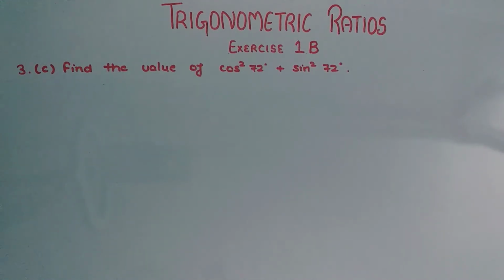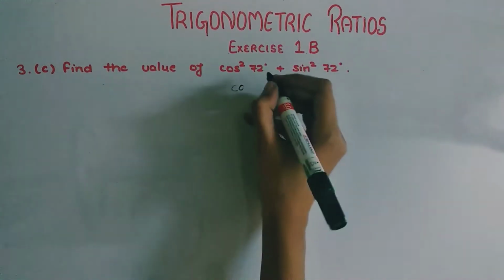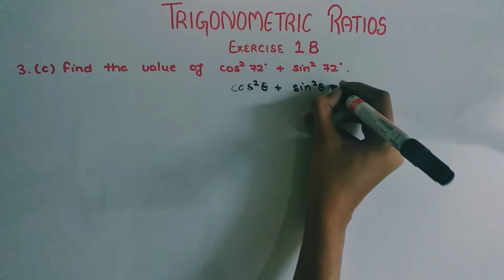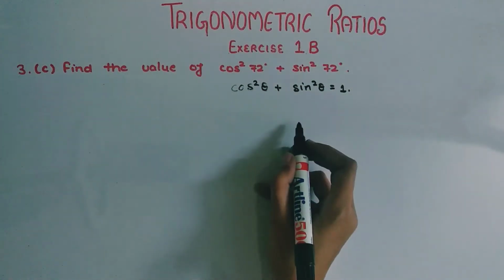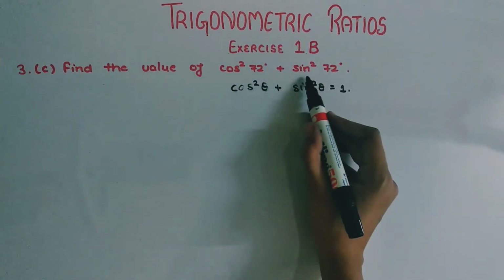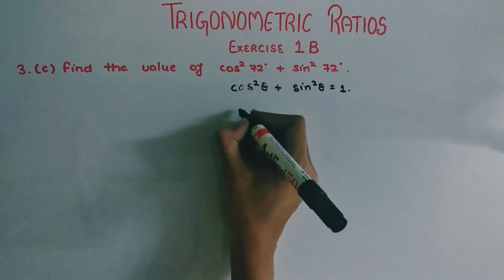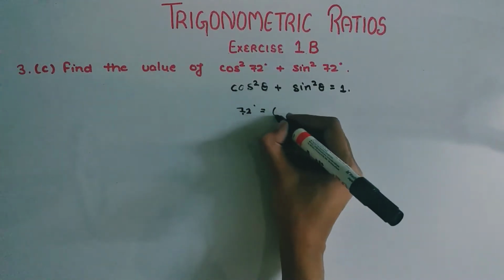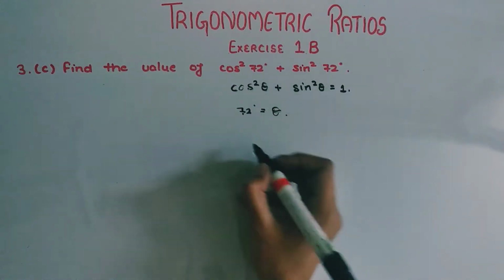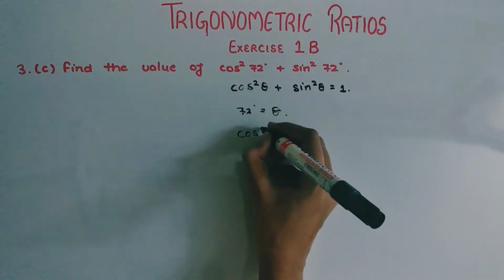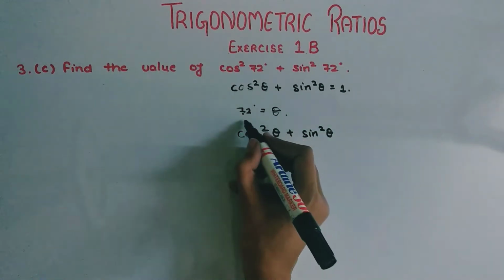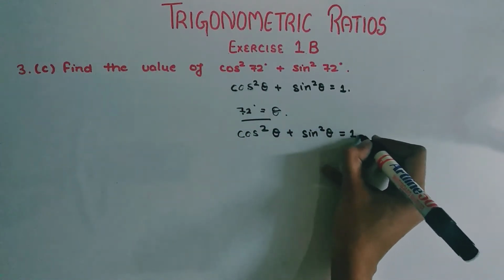We read the relation, that is cos square theta plus sin square theta is equal to 1. We know this relation. Here in this question, we are given cos square 72 degree plus sin square 72 degree. Here 72 degree is an angle theta. Hence, this is cos square theta plus sin square theta. From the relation we know that this is equal to 1. Cos square theta plus sin square theta, where theta is 72 degree, is equal to 1.